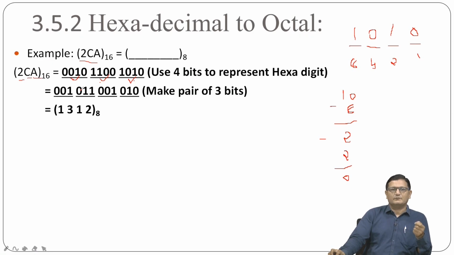Fine. Now what we need to do is make a pair of 3 bits. So here you just see the last 3 bits are 0 1 0. That we have written here. Then this 1.